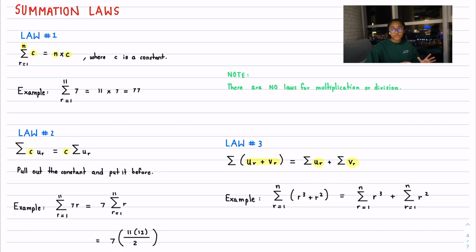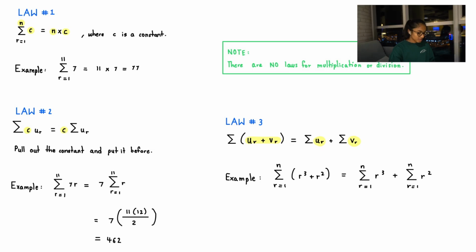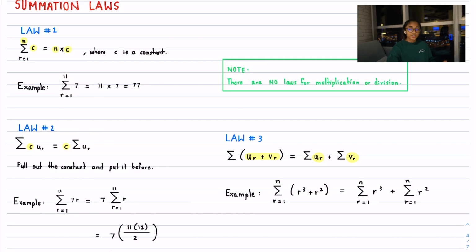Okay, great. Now we're going to go through some summation laws. There are 3 laws that we have to know to be able to solve questions. And these go hand in hand with our 3 standard results that we learned before: the sum of r, the sum of r squared, and the sum of r cubed. These we have to know together to be able to solve questions.